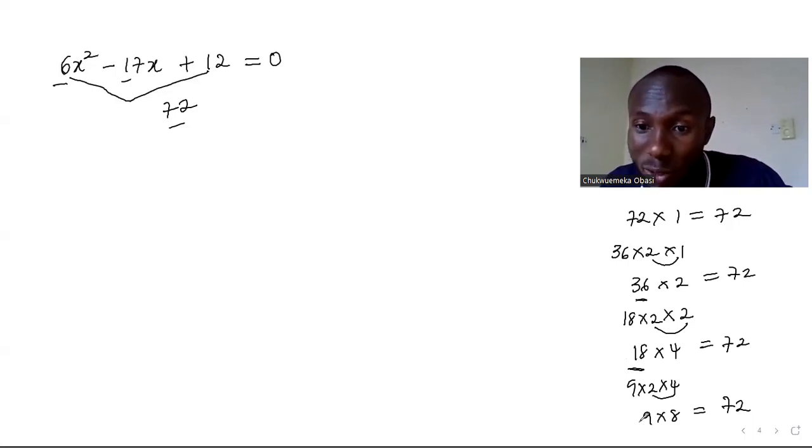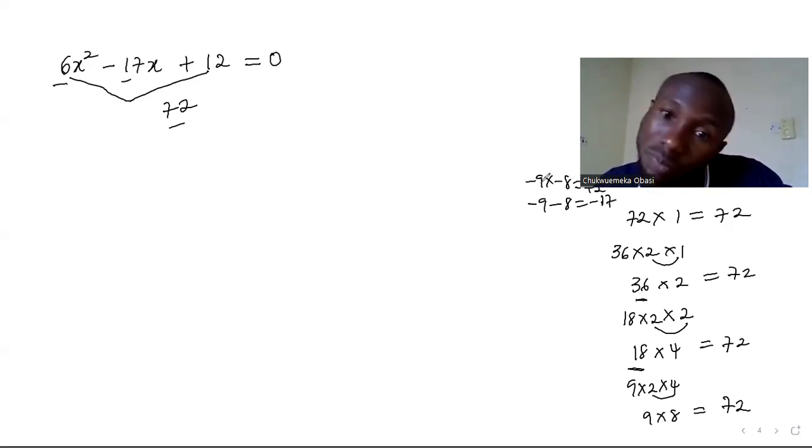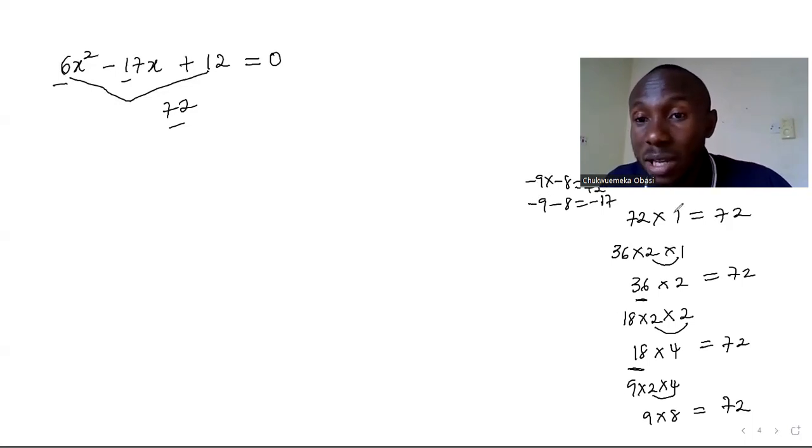That's quite easy. I just put in my minus sign there. I'll put in minus 9 and minus 8. That will give me minus 17, and minus 9 times minus 8 will give me 72. So that is what I want. You see the way I got my numbers. I just start from the simple multiplication, 72 times 1, 72.